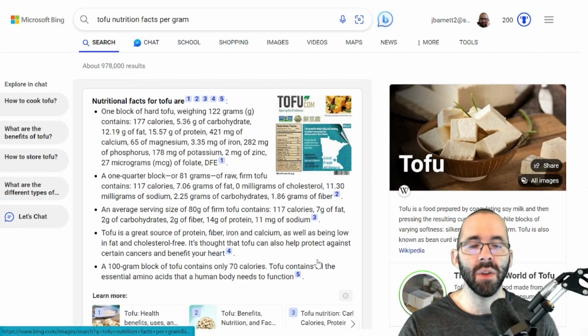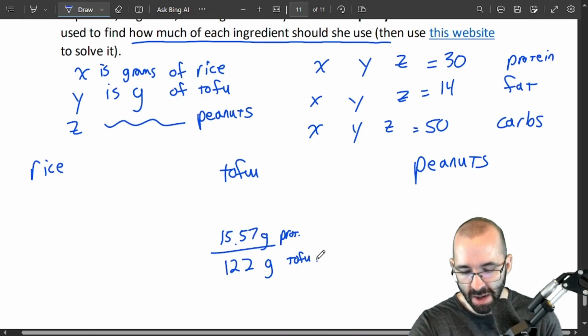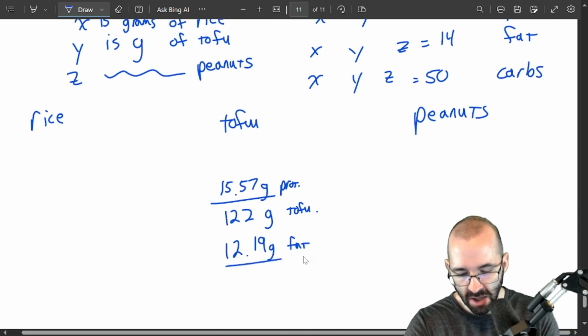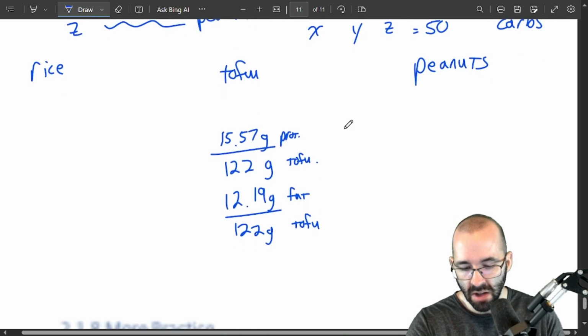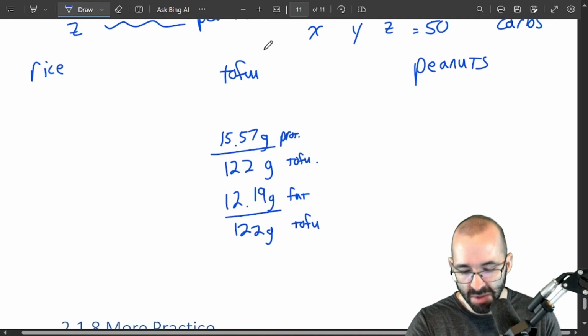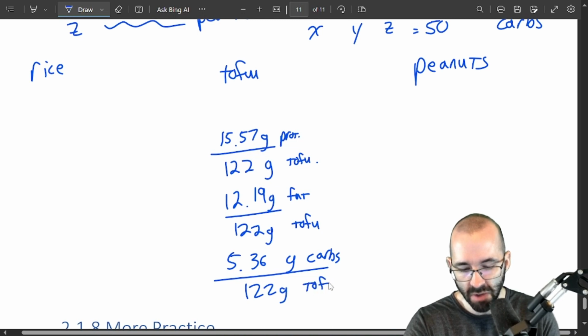The second one we care about is fat. It's going to be 12.19 grams of fat. Very similar: 12.19 grams of fat per 122 grams of tofu. And the last one is carbs, 5.36 grams of carbs per, again, 122 grams of tofu.